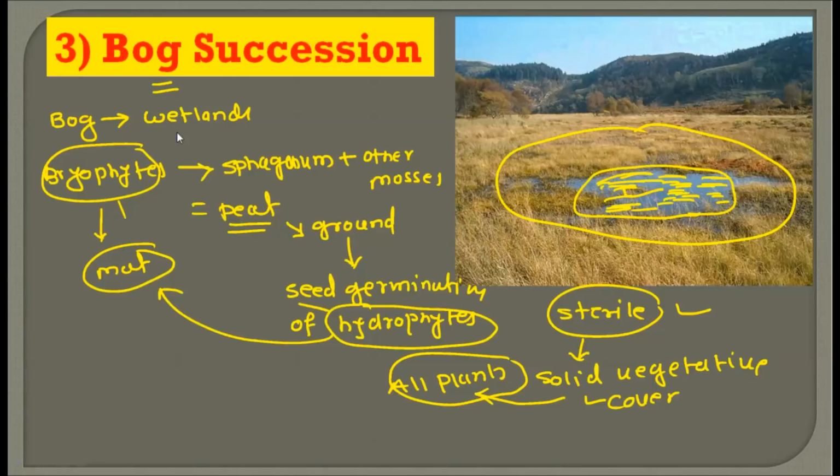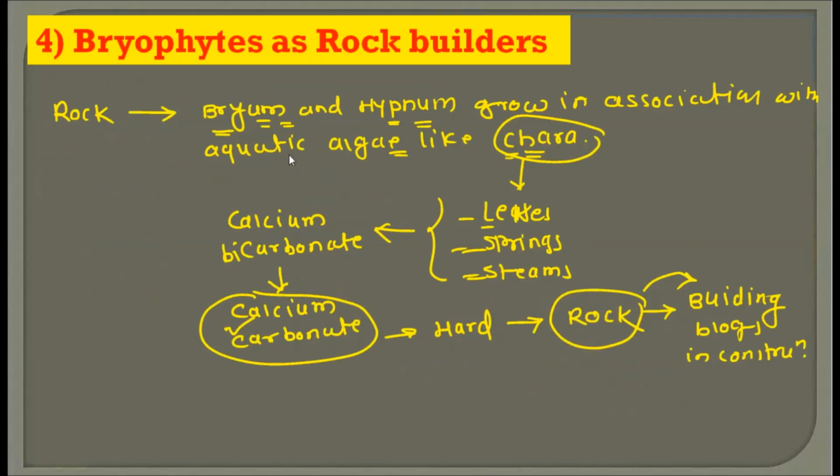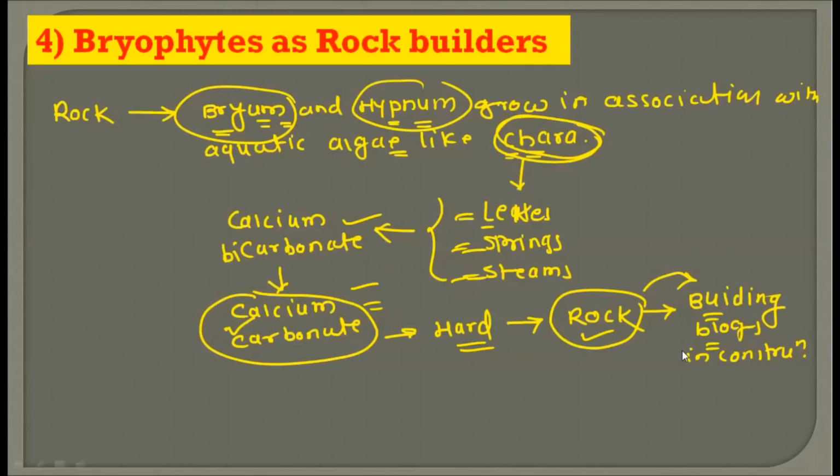Then we have seen the bog succession, in which the wetland is completely converted into a solid vegetative cover which supports all the plants. All right. And again, Sphagnum, the peat forming moss, performs a very big role in the bog succession. Lastly, we have seen the bryophytes as rock builders. How bryophytes can build the rocks. That is, Bryum and Hypnum can form an association with the algae, that is Chara, and they live together in lakes, springs, and streams where there is calcium bicarbonate, which is later converted into calcium carbonate, which upon hardening gets converted into rock and can be used in building construction.